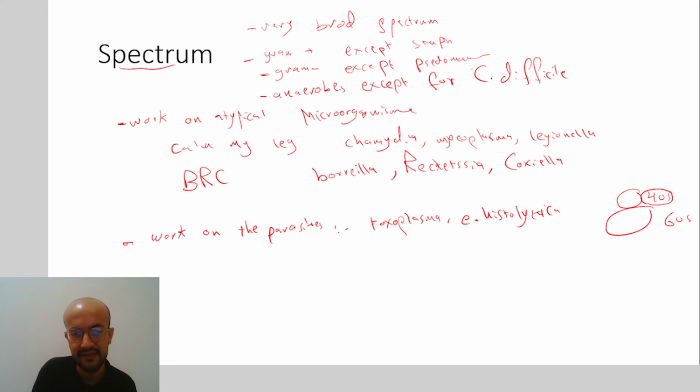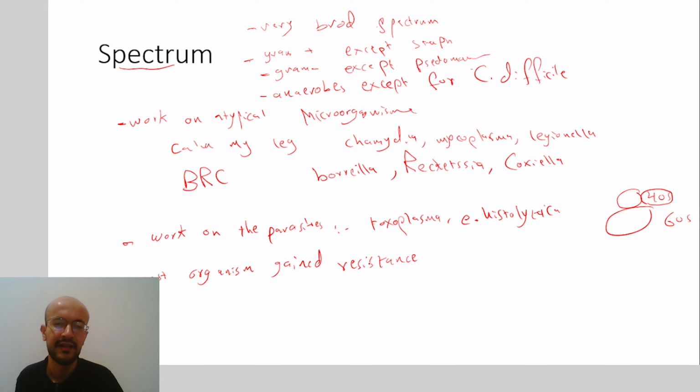Most of these organisms gained resistance against the tetracyclines. So we don't use the tetracycline as a first line for most other infections, but we will talk about when we use them as first line in the therapeutic uses of this presentation.